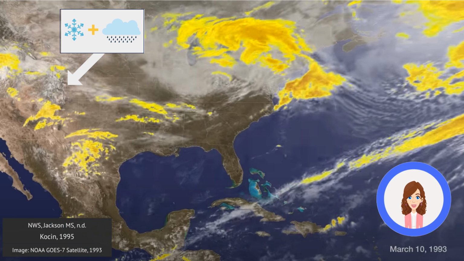The extratropical cyclone occurred from March 12th to March 14th, 1993. But let's look at this satellite image from March 10th, where we can see the first of the weather events moving from the west to the east. It's a mixture of snow and rain that's going to combine with 2 other events.